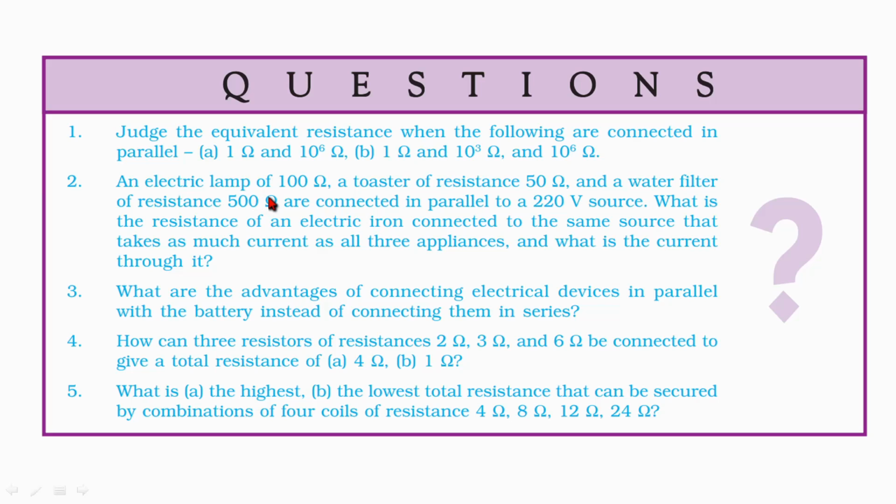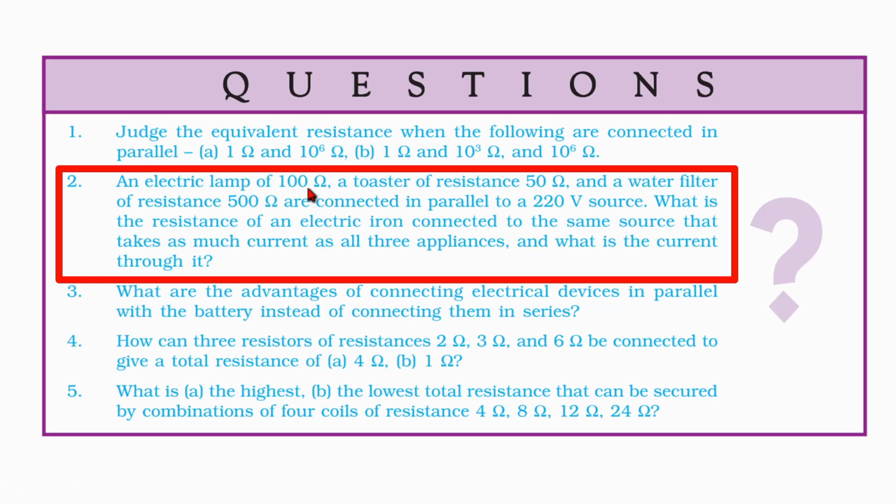An electric lamp of 100 ohm, a toaster of 50 ohm and a water filter of resistance 500 ohm are connected in parallel to a 220 volt source. When they are connected in parallel, the resultant resistance will be less. What is the resistance of an electric iron connected to the same source that takes as much current as all three appliances, and what is the current through it? It's a very simple question, you just need to calculate it.